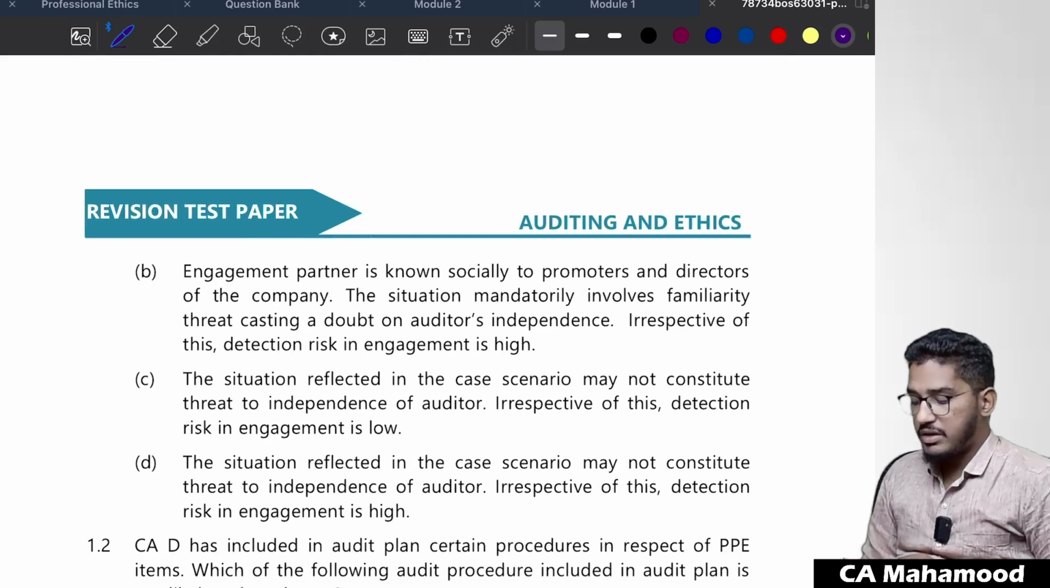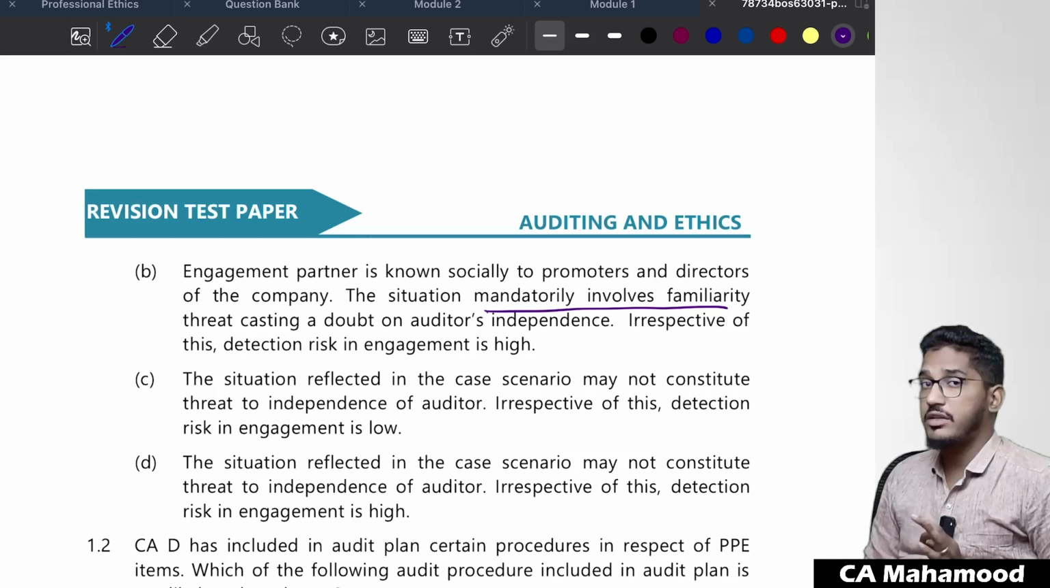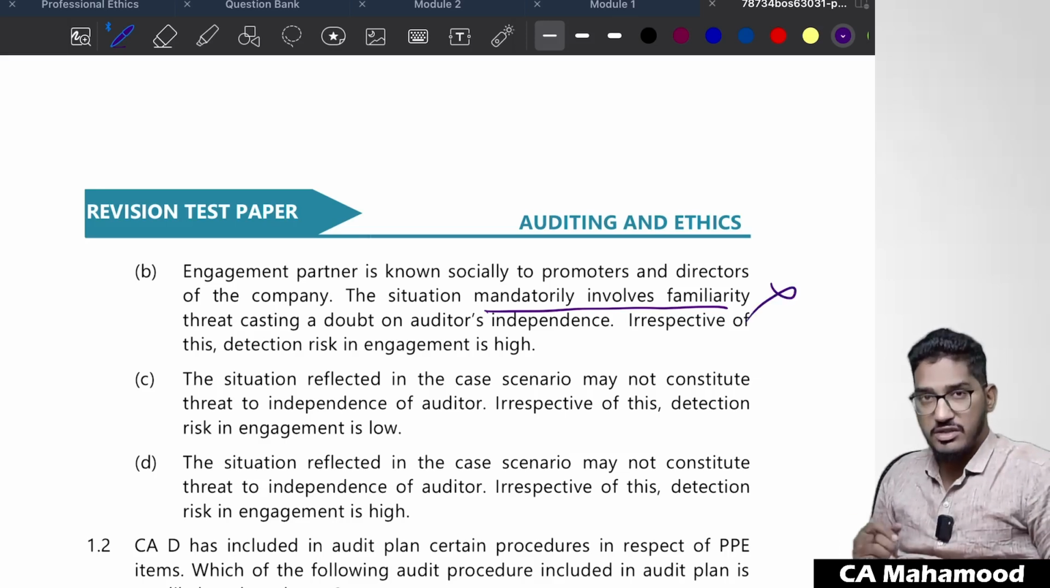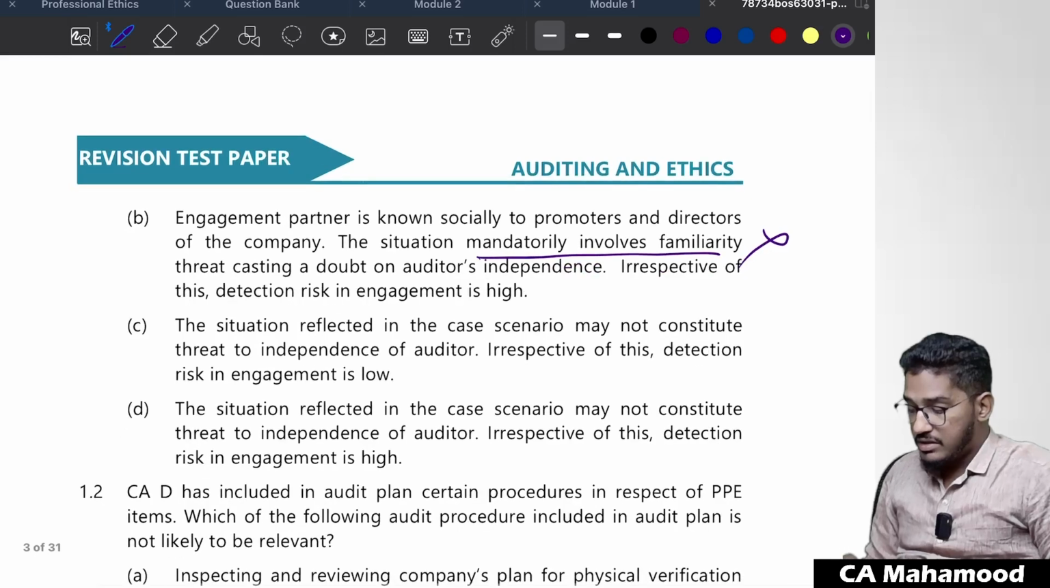Next one, engagement partner is known socially to promoters and directors of the company. The situation mandatorily involves familiarity threat. They're telling compulsory there is a familiarity threat. See, if you meet the promoters once in a social gathering, that doesn't mean you are familiar. So this doesn't mandatorily mean there is a familiarity threat also. Next: the situation reflected in the case scenario may not constitute a threat to independence.